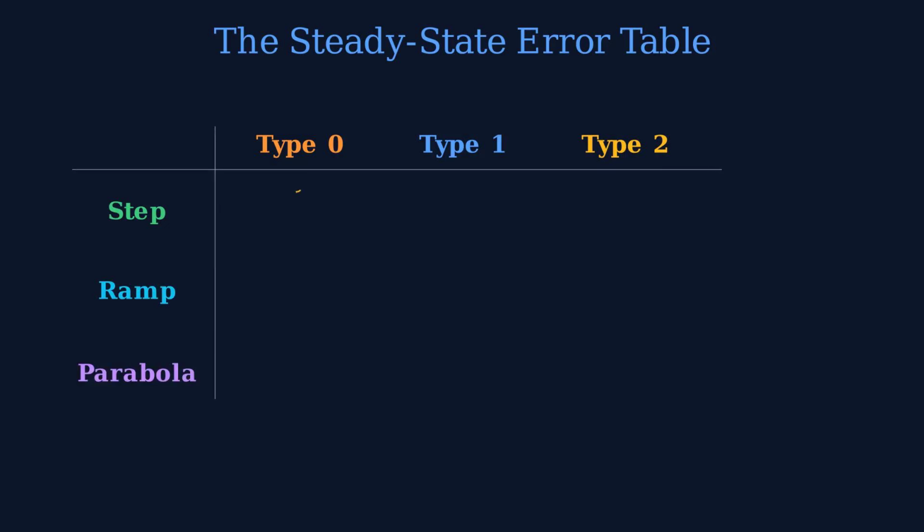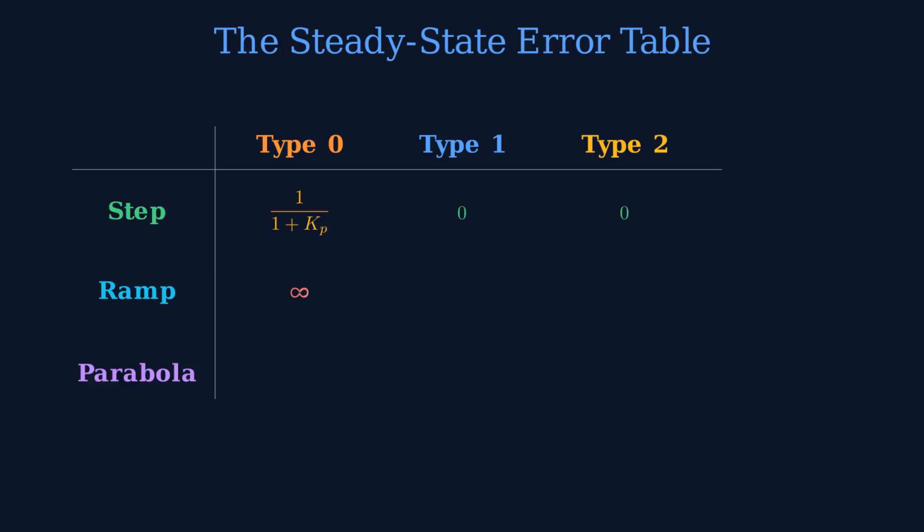Let us organize everything into one table. For a step input, type 0 gives error 1/(1 + Kp). Type 1 and higher give 0 error. For a ramp input, type 0 gives infinite error. Type 1 gives 1/Kv. Type 2 and higher give 0.